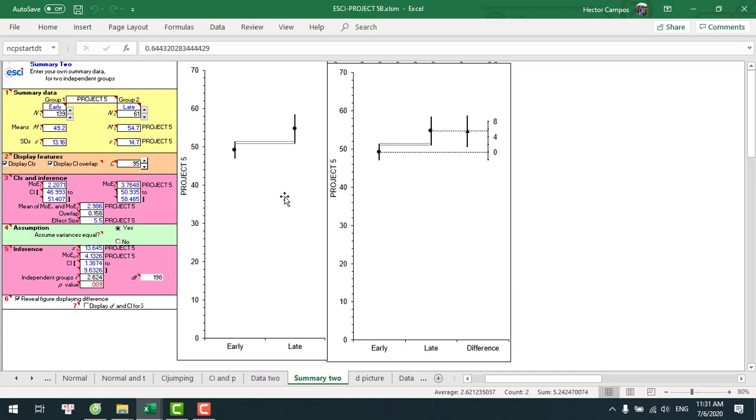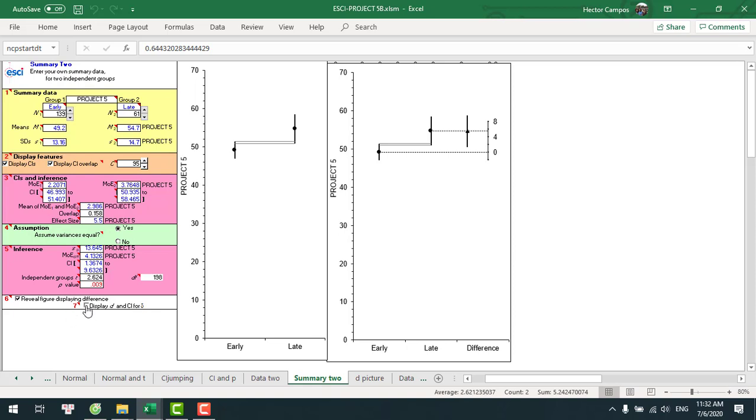Notice in this case, when we look at the confidence interval for the difference that we have here, it goes from 1.367 to 9.6326. Okay, here we see that it doesn't go through zero. Before it went through zero, and we saw before that there was a lot of overlap. Here we have little overlap and it doesn't go through zero. And in this case then we reject the null hypothesis.